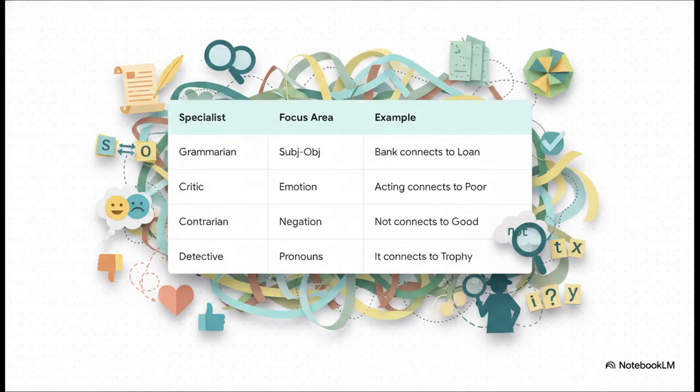And BERT doesn't just do this once. It has multiple attention heads. You can think of them as a classroom of highly specialized students all discussing the sentence together. One attention head is the grammarian, finding subject-object links. Another is the critic, linking emotions to nouns. Another is the contrarian, looking for negation.